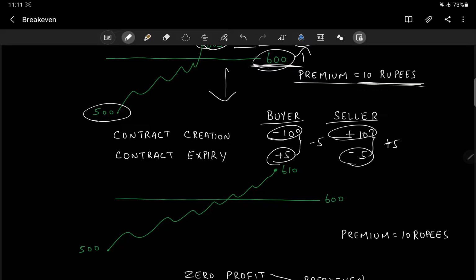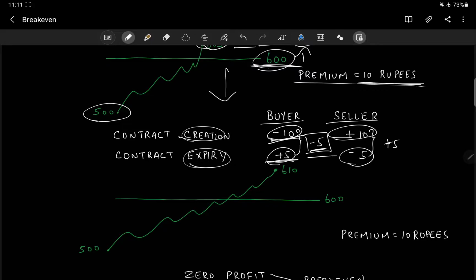Considering the transaction made on the date of contract creation and the date of expiry, the option buyer has not made a profit of 5 rupees. Instead, he has only made a loss of 5 rupees. Initial debit of 10 rupees during the contract creation and 5 rupees credit on the date of expiry. So, a total debit or a total loss of 5 rupees.